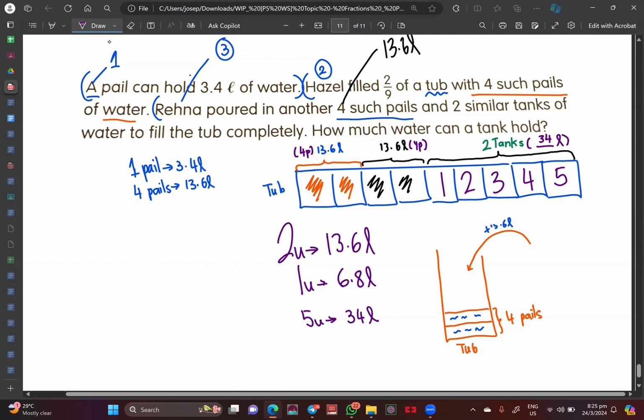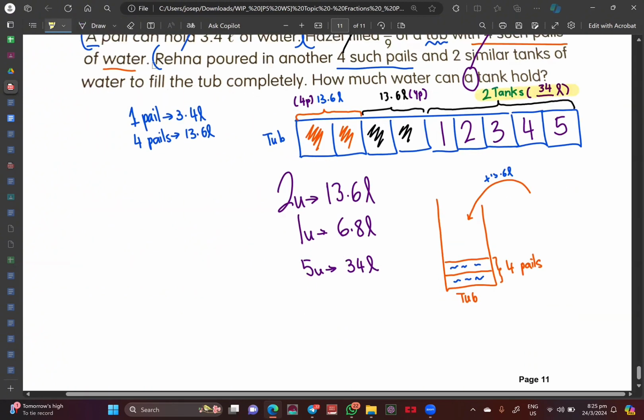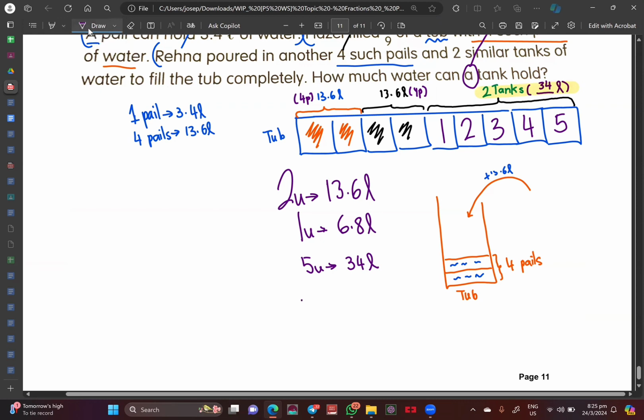And the question says, how much water can a tank hold? They want us to find a tank. A tank means 1 tank, right? And we can see that 2 tanks can hold 34 liters. If you're wondering where did I get that, I got that from here. So if 2 tanks can hold 34 liters, we're just going to write 2 tanks is for 34 liters. And we want to find 1 tank, so 1 tank is basically 34 divided by 2, and we get an answer of 17 liters. So what we are trying to say is that a tank can hold 17 liters of water.